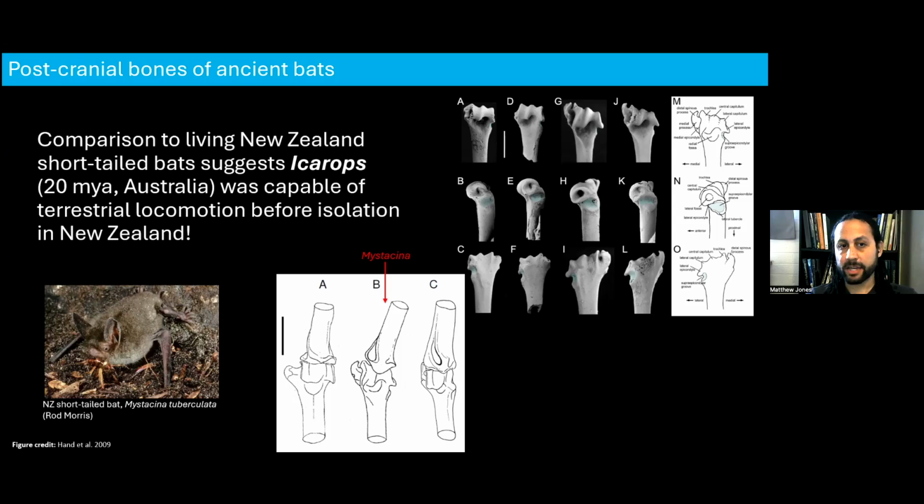These bats, Icorops, are from Australia. So this is some evidence that these bats were already capable of terrestrial locomotion before they were isolated in New Zealand, and that maybe it was just lucky that they could exploit that terrestrial mammal foraging niche when they were isolated in New Zealand, because they had those abilities for some reason when they were in Australia.